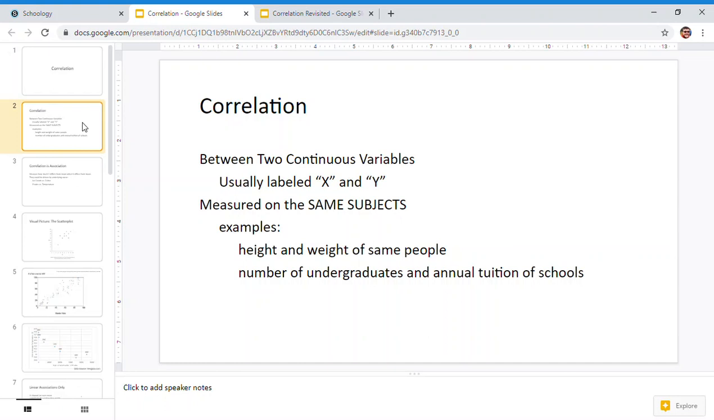You're looking at how many people go to a school and what their tuition is. It's on each of those pairs of numbers; each pair goes to the same school. So you can't measure a correlation between test scores in one class and test scores in another. That's not possible because there's no link between any two people.